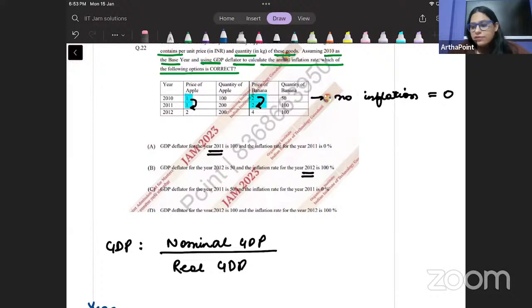So for 12, we can say what has happened, or 11, I can say what has happened, but for 10, I can't say anything. The GDP deflator of the base year is always zero. So in that sense, you can say that deflator is zero. In the base year there is no deflation, but inflation के बारे में we can't comment because we don't have a comparison with the previous years.